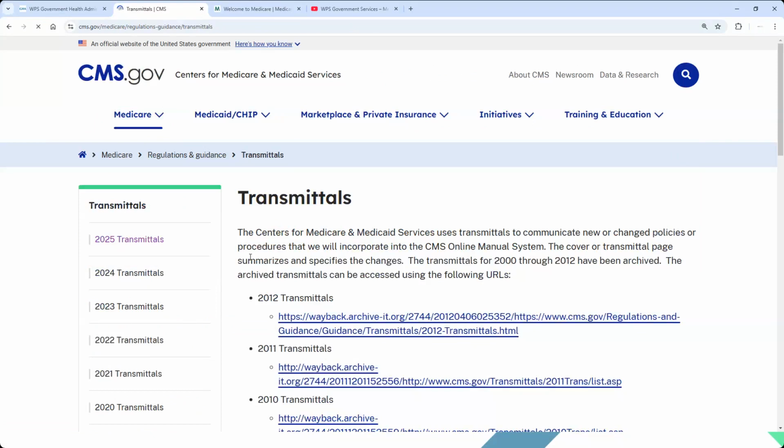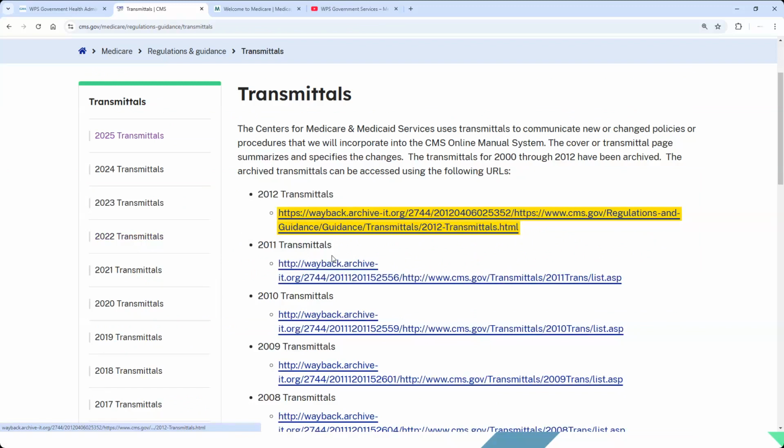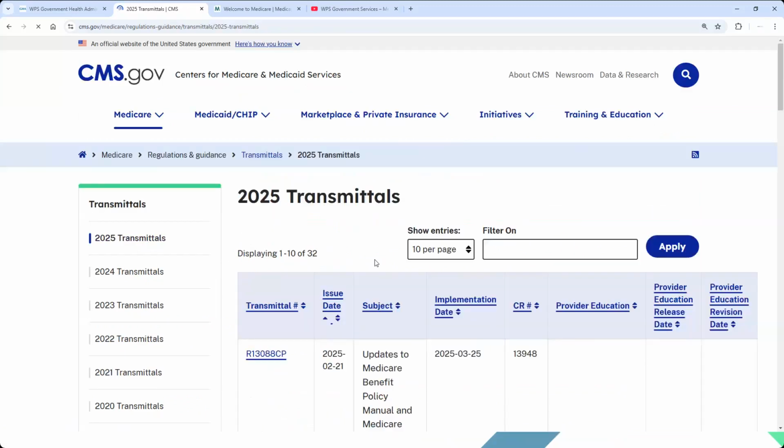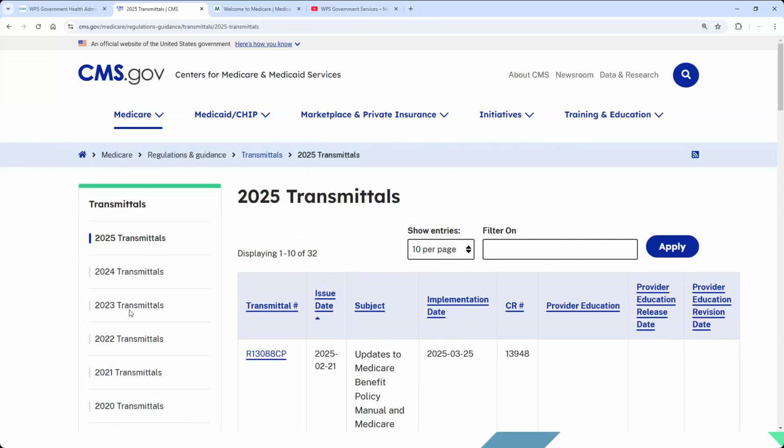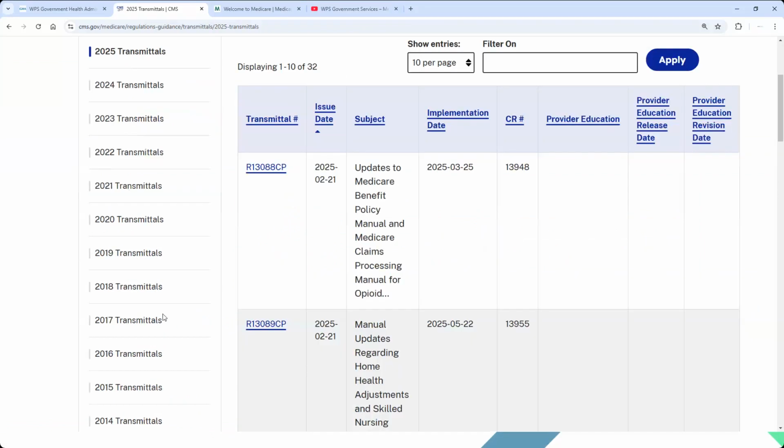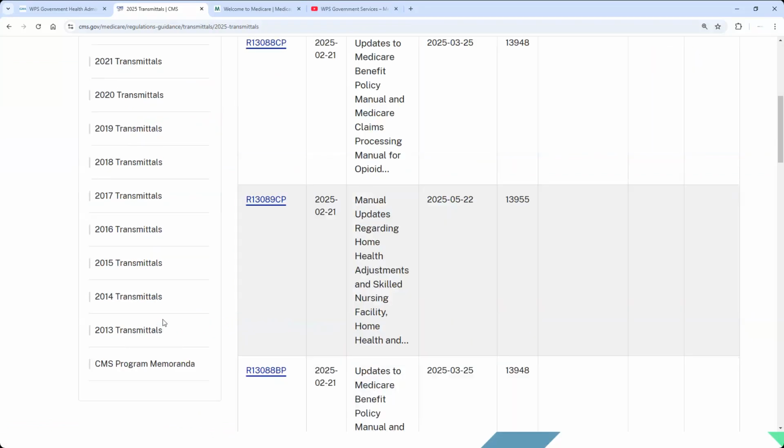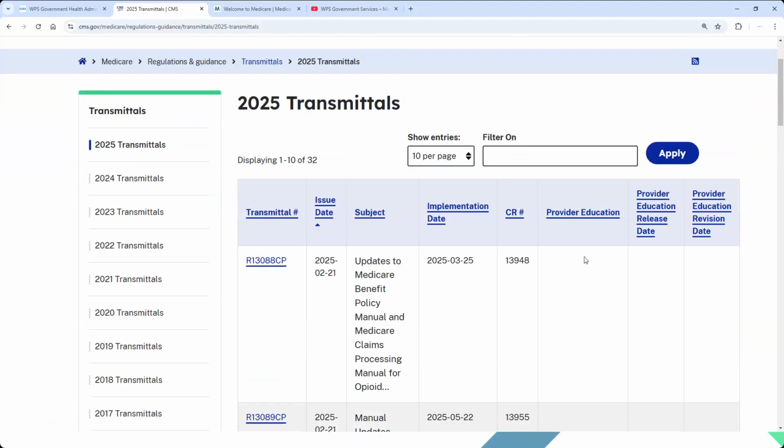Current transmittals are done in a different form than older ones. So these are the really old archives. But the current transmittals are all contained on a chart. Now, current 24, 23, they're broken out by year. You can see all the different years. But here is where you're going to find just a variety of pieces of information. So if you're looking for something in particular, jump through it.